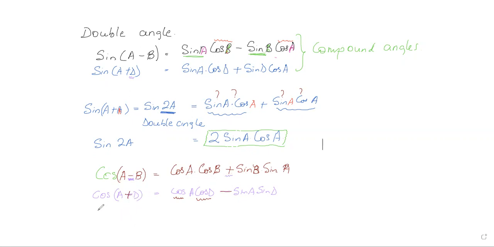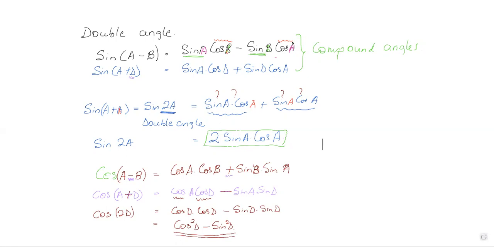Now let's see if I had the cos of 2D, this will be the cos of D multiplied by the cos of D minus the sine of D multiplied by the sine of D. And that will be cos squared D minus sine squared D. So we have a double angle here, and you have the outcome there.